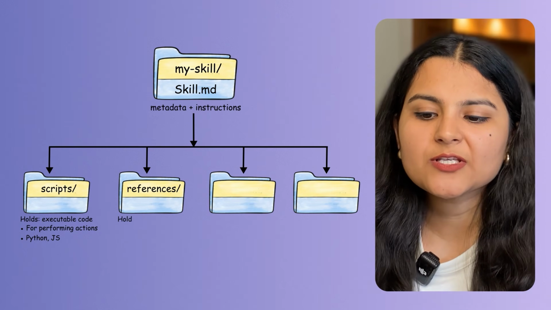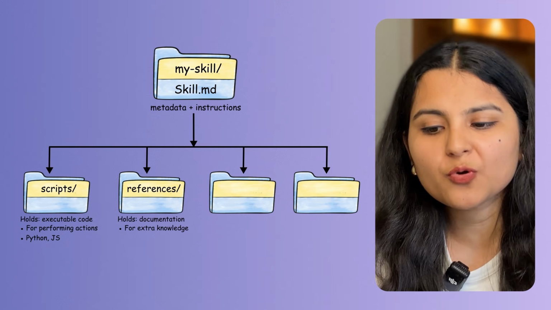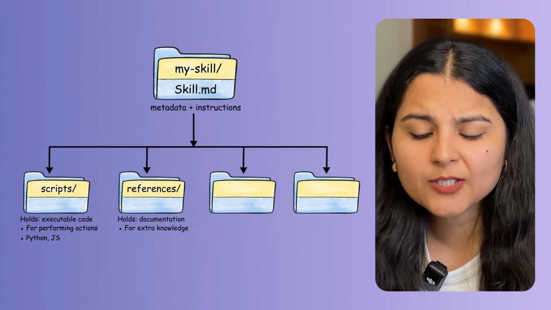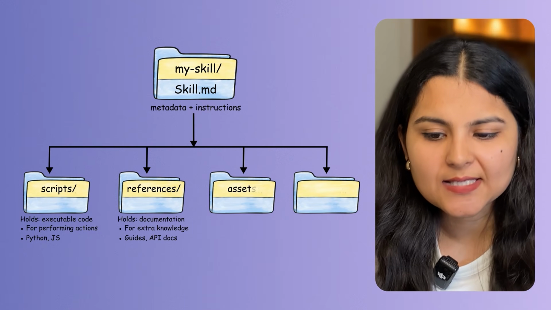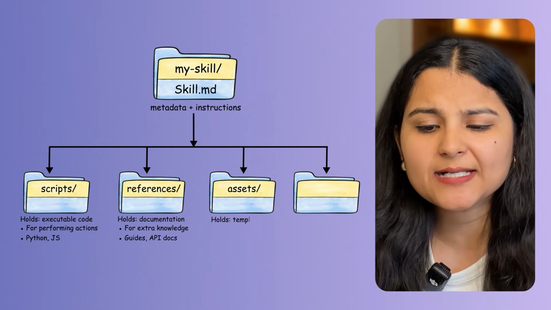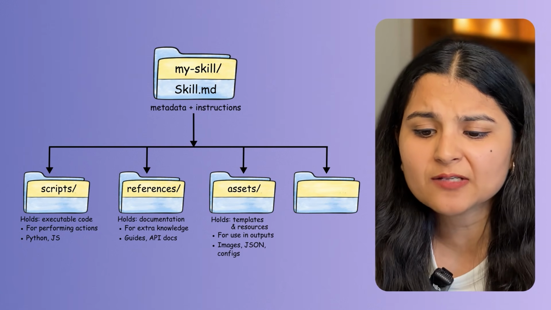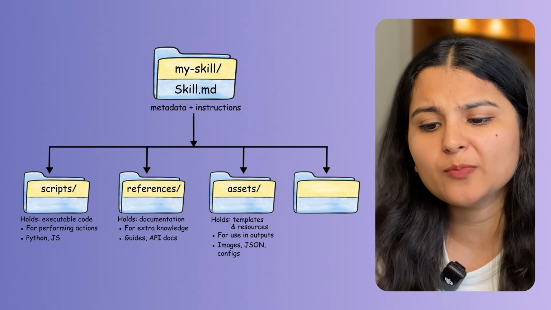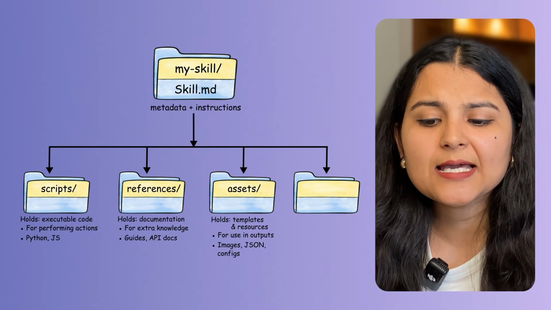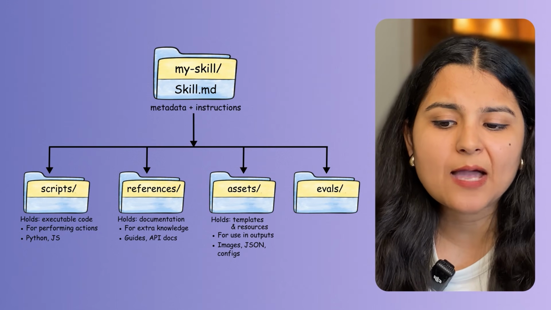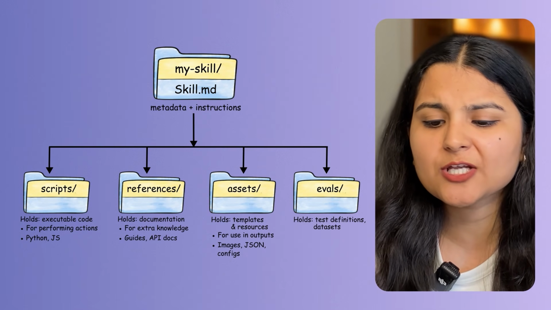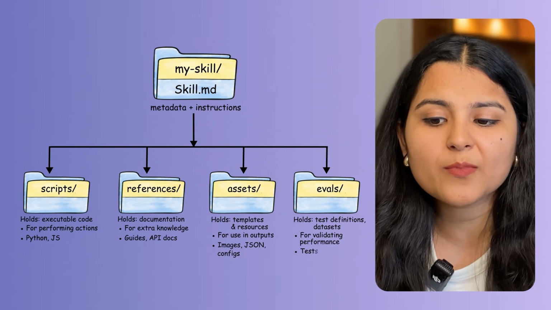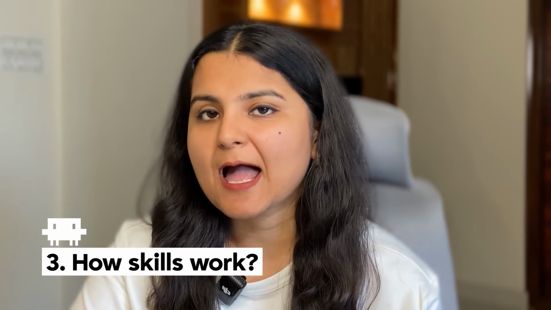Now let's say there are some instructions or there's some extra knowledge that you want to provide to your skill. For that, you will keep all the guides, all the API docs within the references folder. The next one is the assets folder, in which you keep all the templates and the resources. It could be images, it could be JSON file, which contains the output format, it could be configuration, etc. Then lastly, there is an evals folder. Now let's say you also want to examine how your skill has performed. For that, you can write the test definition and the dataset for validating the performance of the skill within the evals folder. Now let's get on to the next part, that is how skills actually work.